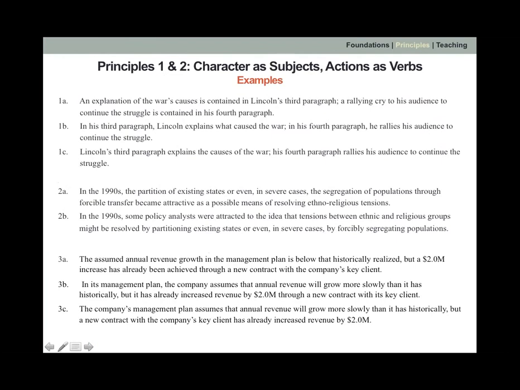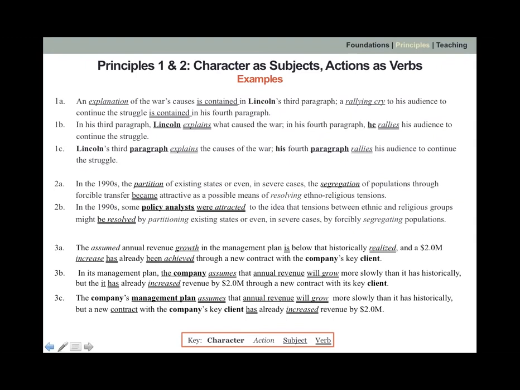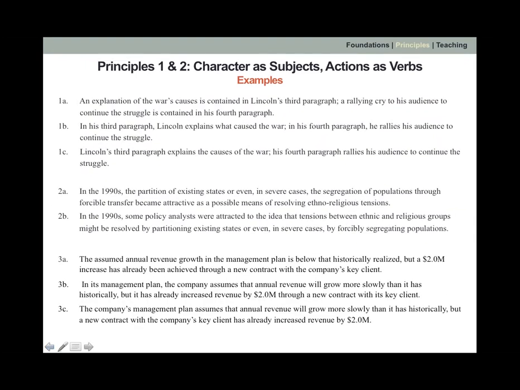So what I'd like to point out is, if we look at this first sentence, and we can pick out the subject of the sentence, an explanation of the war's causes, we notice that there's no character here. The character in the sentence, the concrete entity that is doing action, is Lincoln, Abraham Lincoln. So ideally, we would like the character, Lincoln, to be the subject, and we would like the action, explaining, to be the verb. So an explanation of the war's causes is contained in Lincoln's third paragraph becomes, in his third paragraph, Lincoln explains what caused the war.